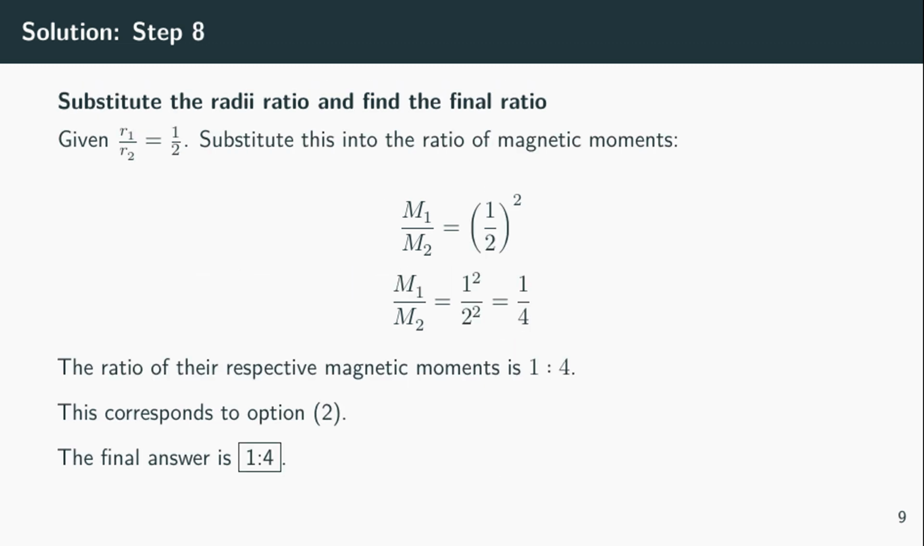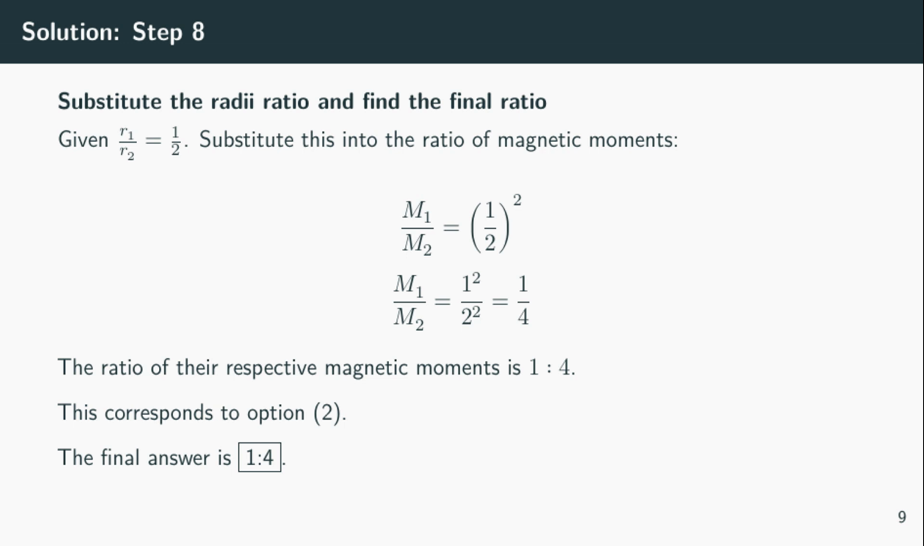Step 8. We just need to substitute the radii ratio we were given and find the final ratio of the magnetic moments. We know that R1 over R2 is equal to 1 over 2. So we substitute this into our simplified ratio formula. M1 over M2 equals the quantity 1 over 2, squared. Calculating that out, M1 over M2 equals 1 squared over 2 squared, which is 1 over 4.